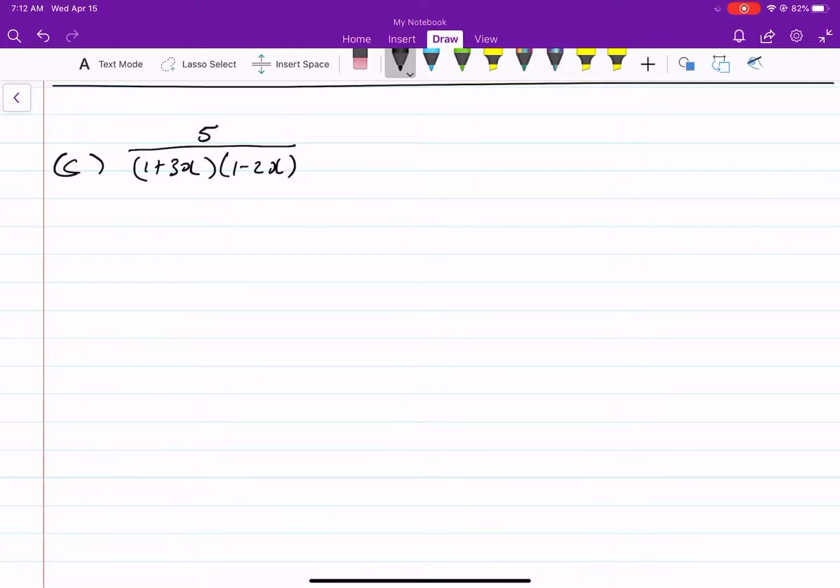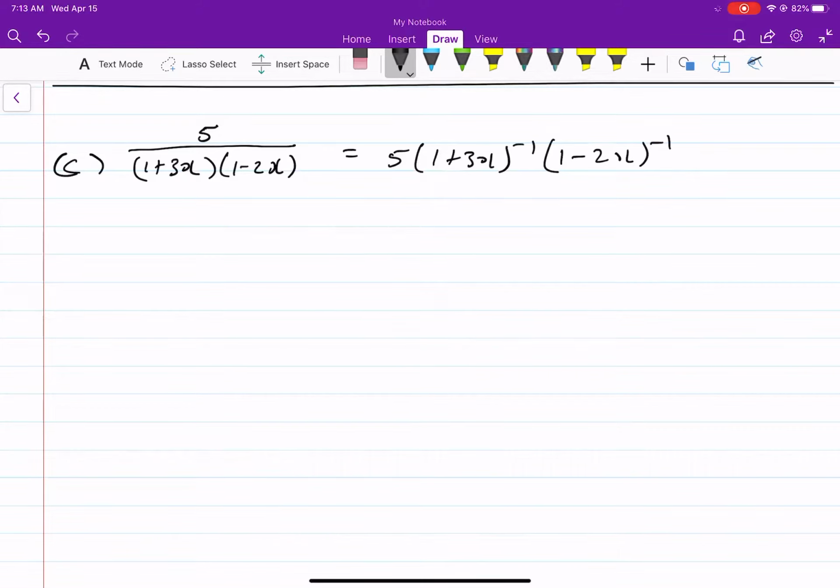Okay. So let's tackle it. There are actually a couple of good ways we can do this. I'm going to first go hard and fast by just throwing the two denominators up into the numerator. So I'll end up here with 5 into 1 plus 3x to the minus 1 times 1 minus 2x, all to the minus 1 as well.